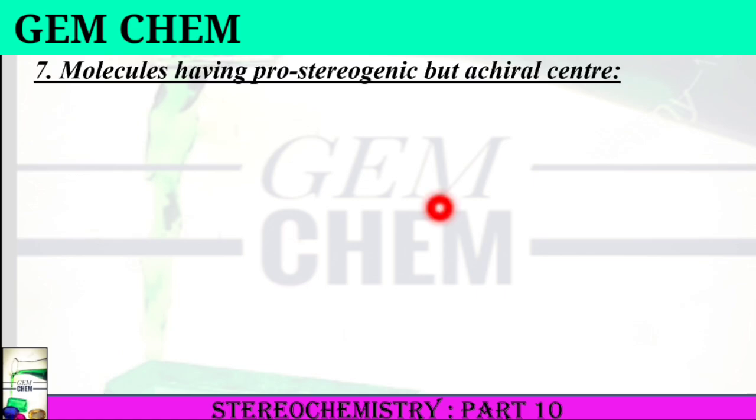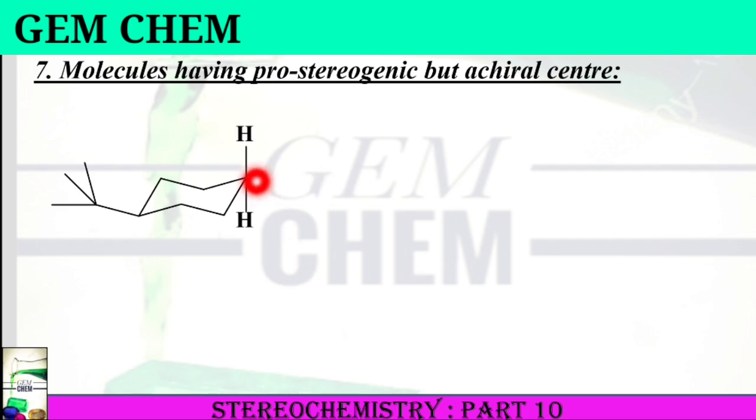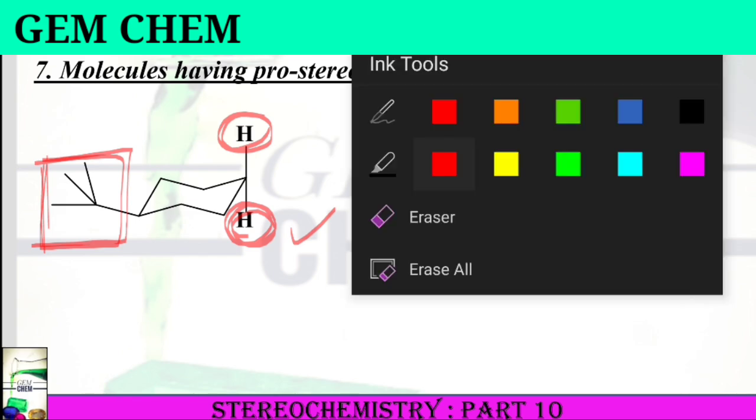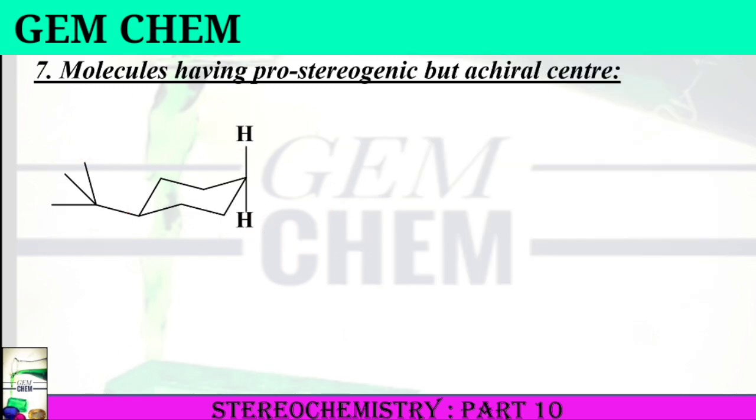Now we are going to see our last category, that is molecules having a prostereogenic but a chiral center like this. In this case, you can see here one hydrogen is above, one hydrogen is below the plane. If we consider this group as our reference point, then this hydrogen is cis to this tert butyl group, whereas this hydrogen which is present below is trans to it. As a result, we can assign it as pro cis and pro trans. So this is our pro cis and this is our pro trans.